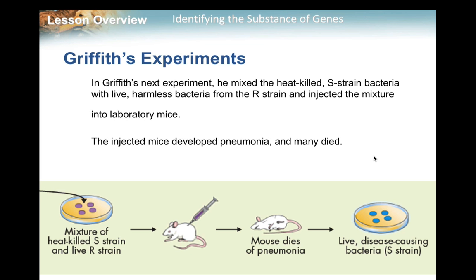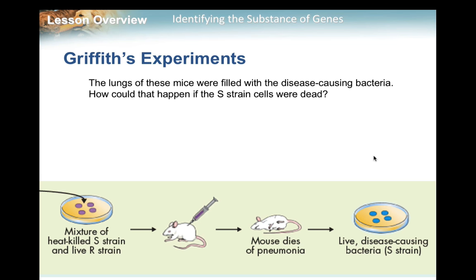In the next experiment, he mixed the heat-killed one, the one that did cause disease that we heated to stop it, with the harmless one and injected it into the mouse. The mouse died, and it developed pneumonia before it died. The lungs of the mice were filled with the disease-causing bacteria. How? How did this happen?